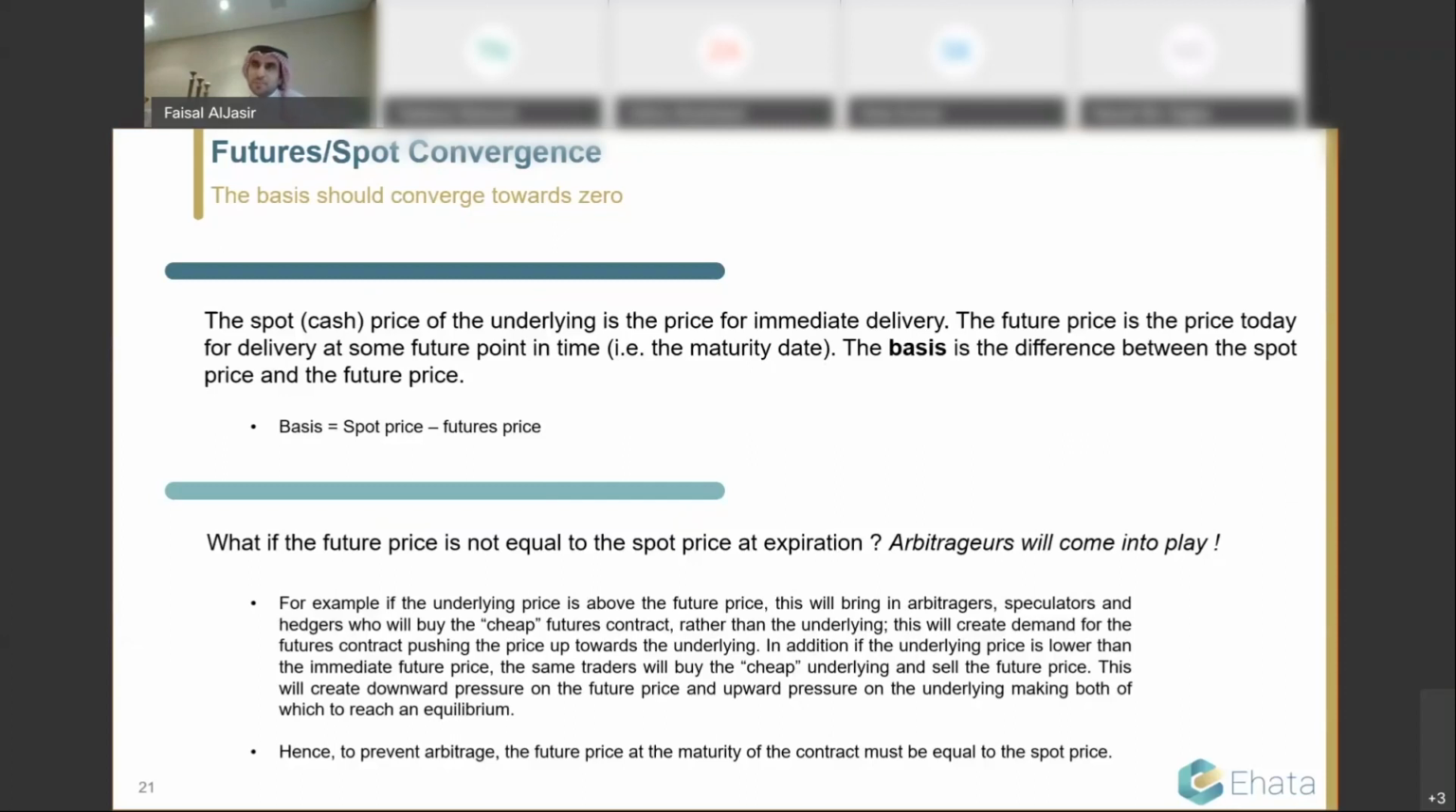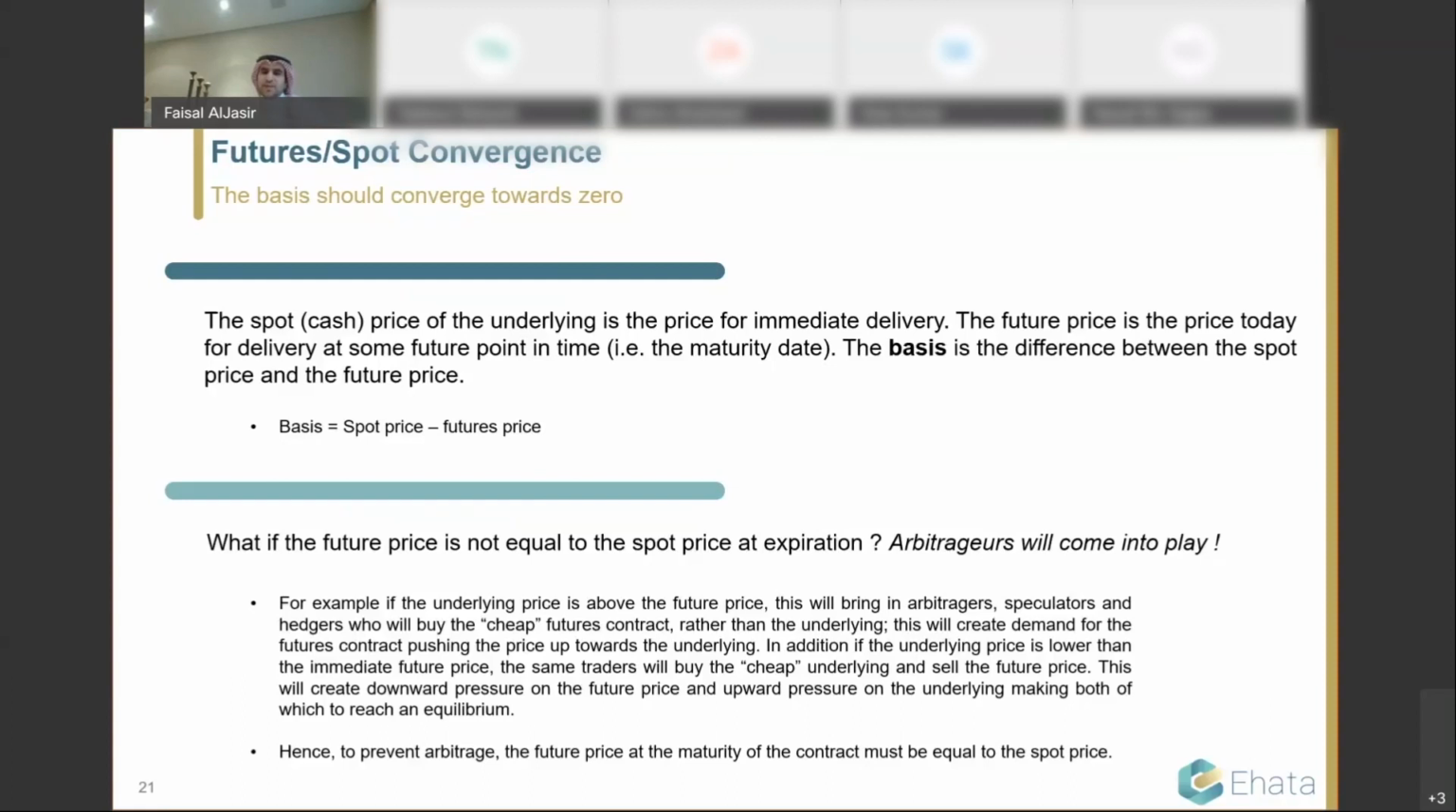So they would make a riskless profit by buying the contract that is cheap and selling the underlying that is relatively more expensive. And this is how they would be closing their position and making money. And vice versa. If the future is more expensive, and let's say the expiry date is after 1 minute, you would find arbitragers coming in and buying the underlying and selling the future, which is the expensive one, and making that kind of money.